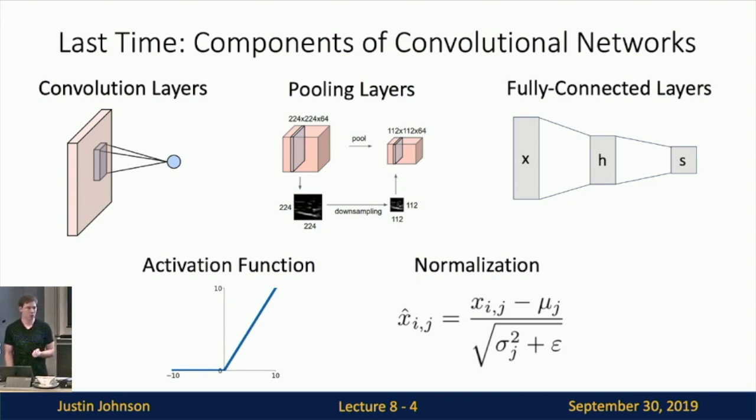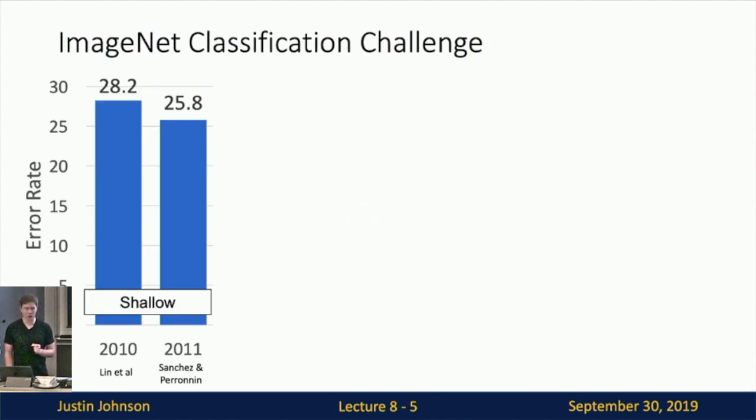So rather than leaving you totally in the dark, today we're going to cover a historical overview of many different types of deep convolutional neural network architectures that people have used over the past few years or so. And a good way to ground this discussion is in the ImageNet classification challenge.